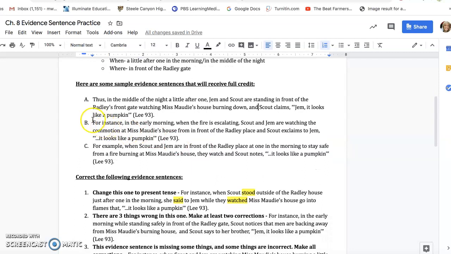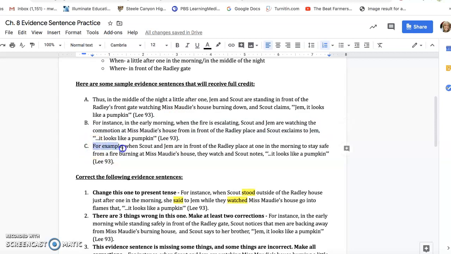Okay, here's another one. Here's the transition, for instance, and here's the contextual lead-in. In the early morning, when the fire is escalating, Scout and Jem are watching the commotion at Miss Maudie's house from in front of the Radley place, and Scout exclaims to Jem, "It looks like a pumpkin." (Lee 93).